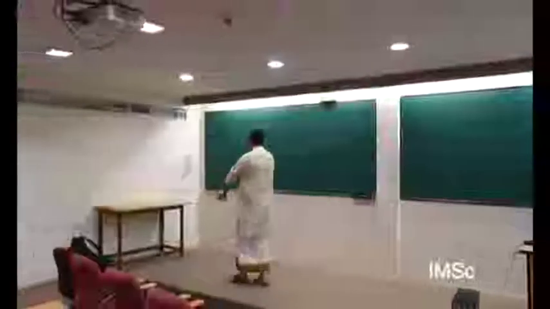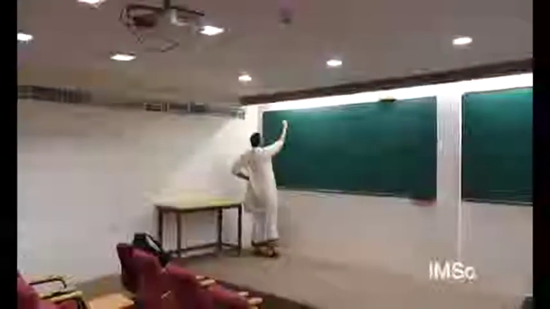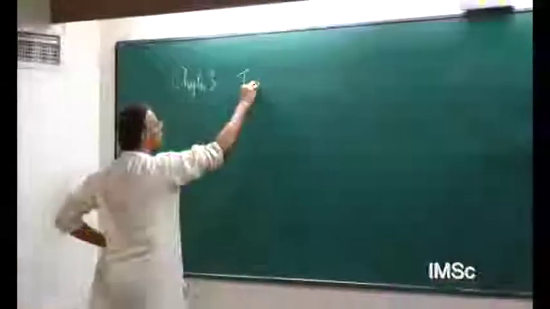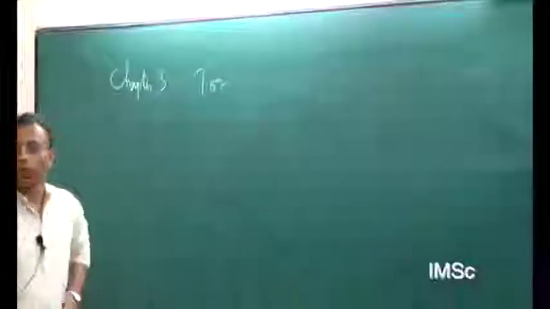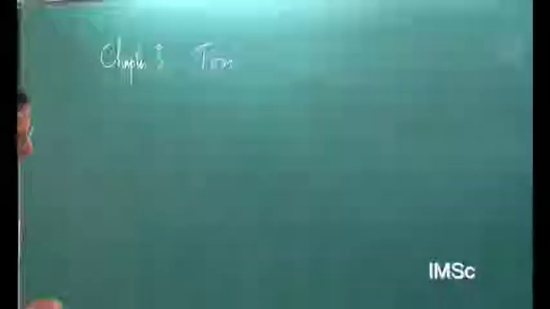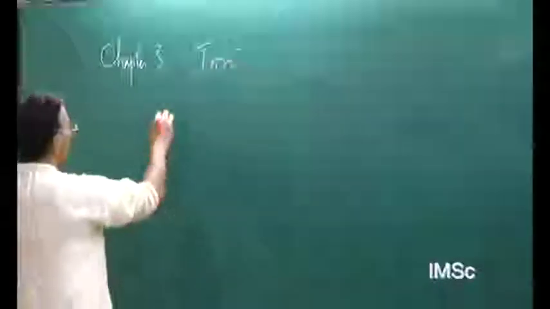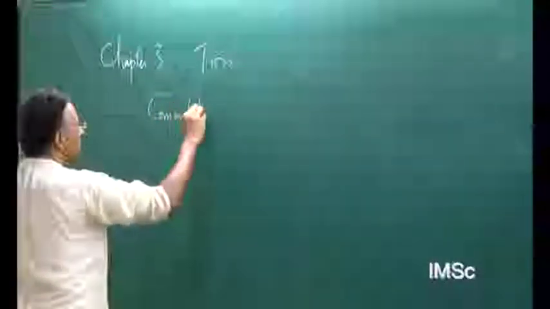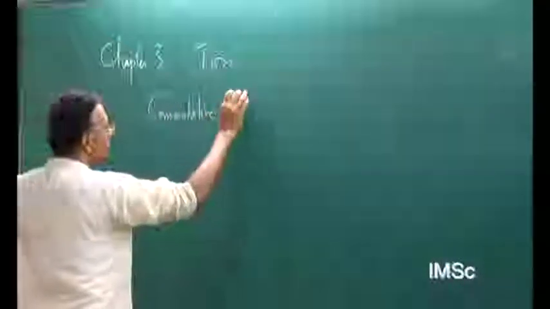Okay, so we are studying chapter 3, which has to do with tori, which is plural for torus, and we will define a torus today. In particular, it is a commutative algebraic group, linear algebraic group.